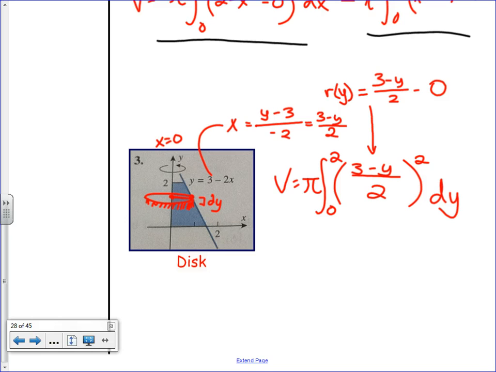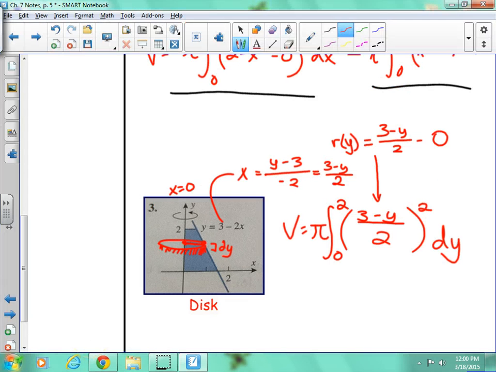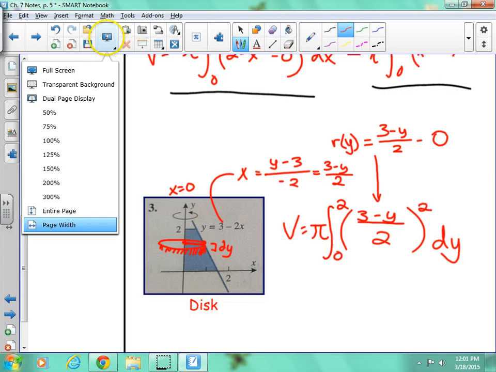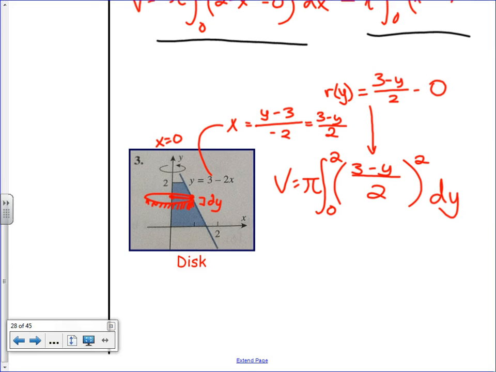Jezreel asked, why did the signs change? There's a negative. So what did I do? I brought the negative up and said negative y, positive 3.